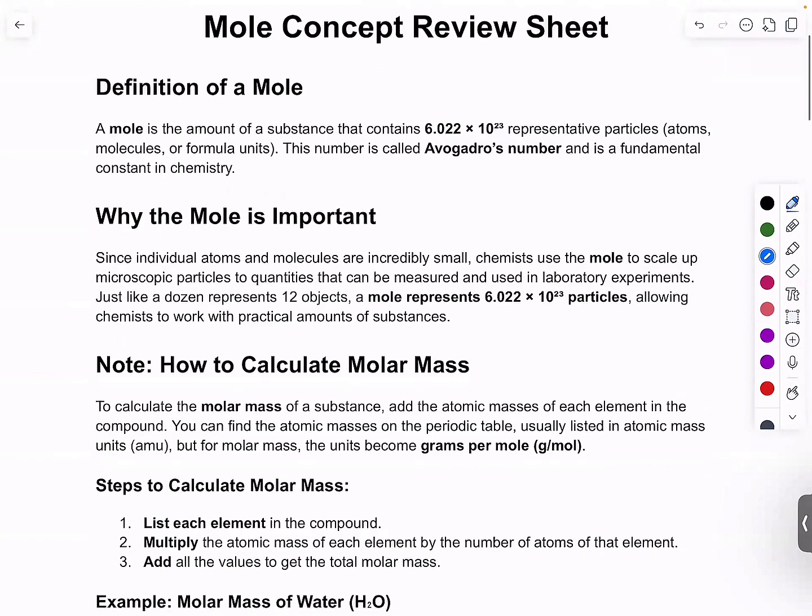We do have this definition of the mole, and we can equate it to something like a dozen. If I go to the bakery and order a dozen donuts, I know I'm getting 12. So if I'm working with a mole's worth of substance, I know I have Avogadro's number, 6.022 times 10 to the 23 particles.